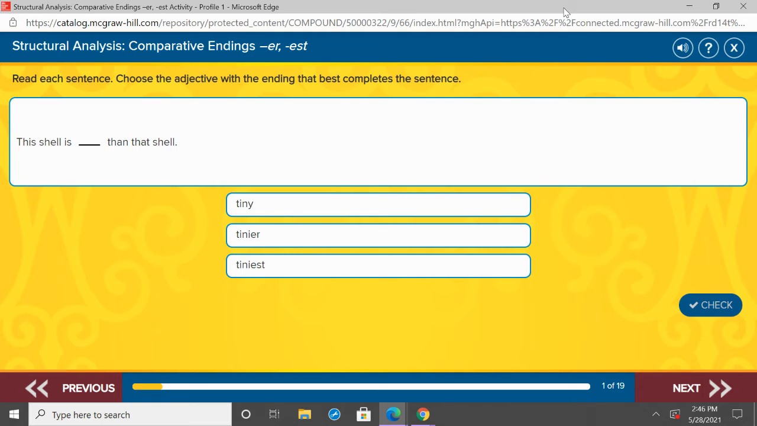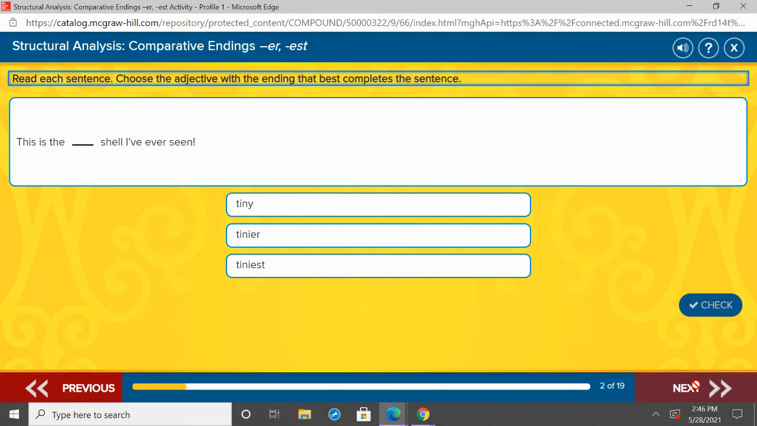All right, tiny is spelled T-I-N-Y. Well, it ends with a Y. So I drop the Y, add an I, and then add my ending ER. So T-I-N-I, I dropped the Y and added an I, and then put my ER. This shell is tinier than that shell.